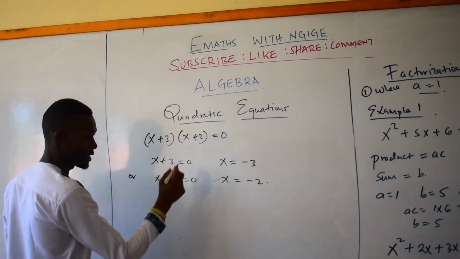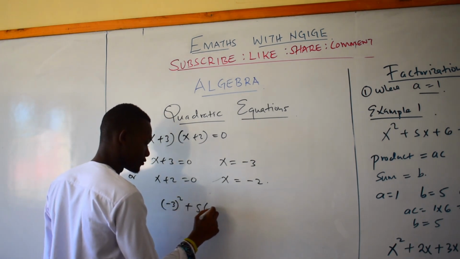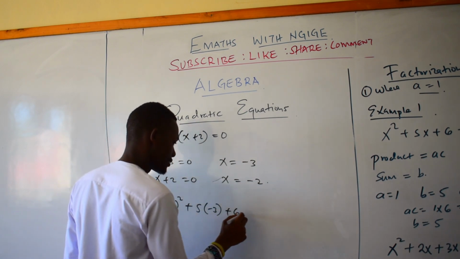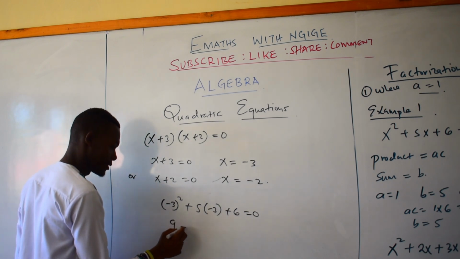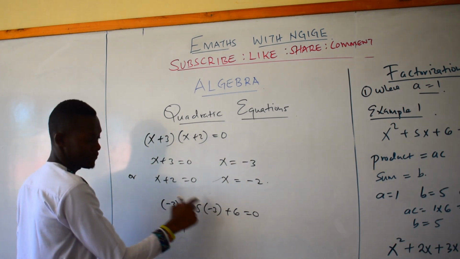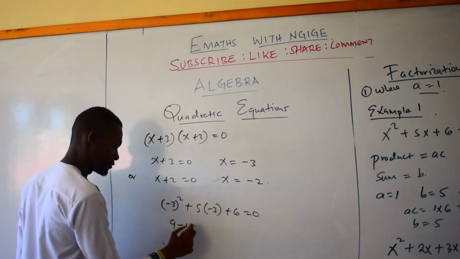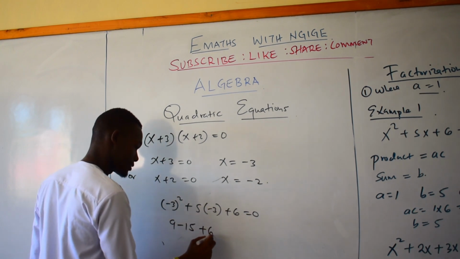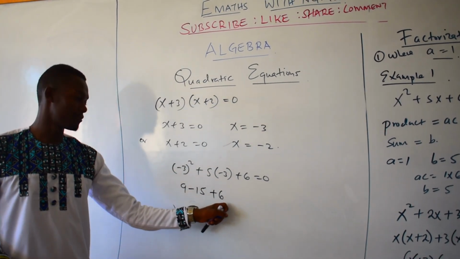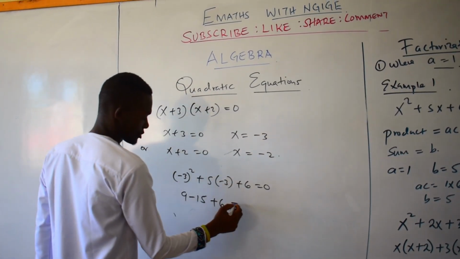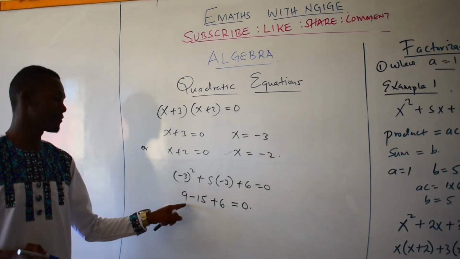So let's take our first term. So we have negative of 3 squared, plus 5 times negative of 3, then plus 6 equals to what? Equals to 0. So the negative of 3 squared is what? 9, plus 5 times negative 3 gives you what? Negative 15. Then you have plus 6. Want to verify if this one is equals to 0. Now 9 plus 6 is 15. 15 minus 15, what do we get?